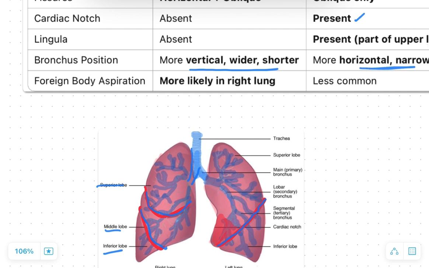Why is this important? Because foreign body aspiration is more common in the right lung, since it is more vertical, wider and shorter than the left lung.